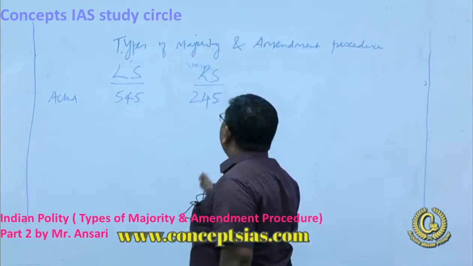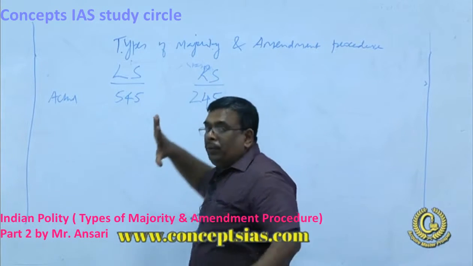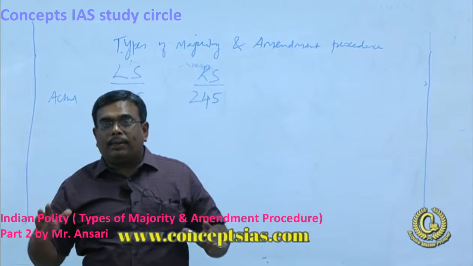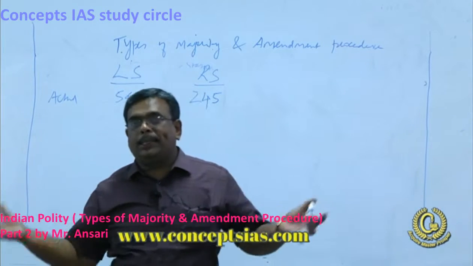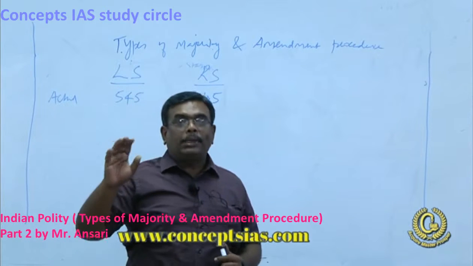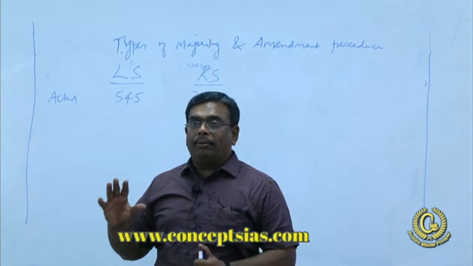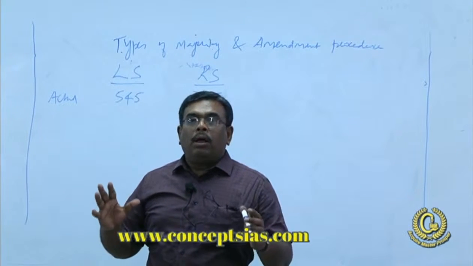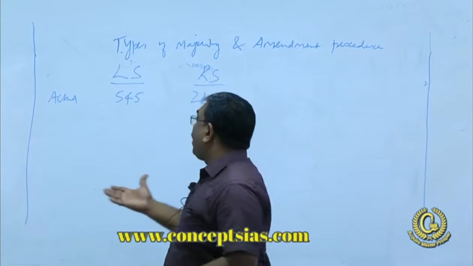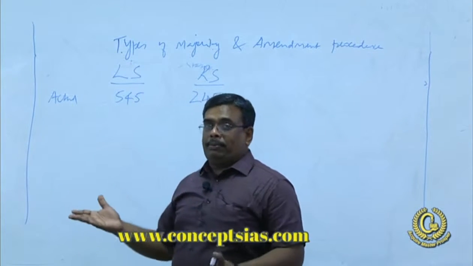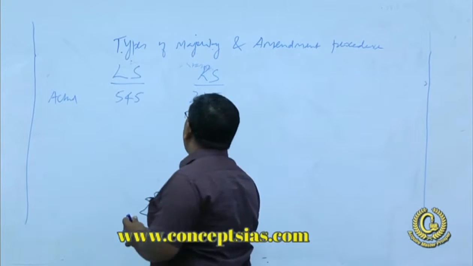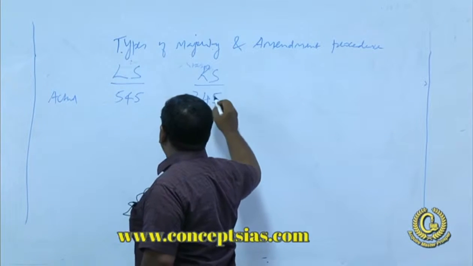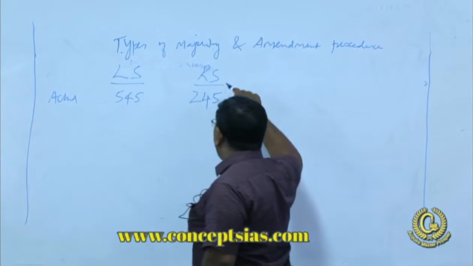Now, while you calculate the majority, right, you need not worry about the sanction strength. Sanction strength is just to have an idea about what the size of the parliament could be at the maximum, right? But the actual strength of the Lok Sabha and Rajya Sabha matters while calculating the majority.